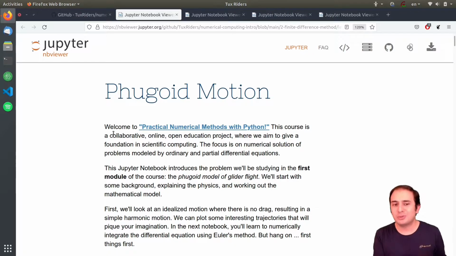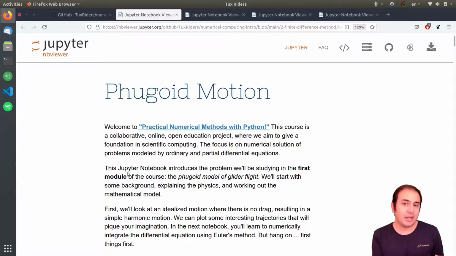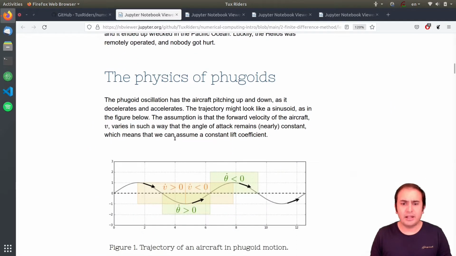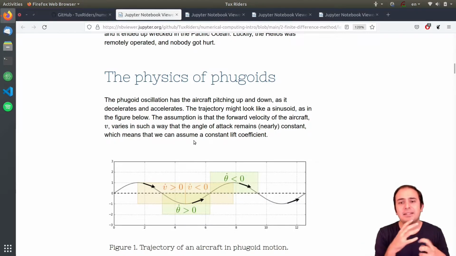I don't want to go into the details of the mathematics and mathematical modeling. I won't discuss it a lot, but the differential equation that we want to solve is related to the phugoid motion. There is a figure here, I think. Yeah, the kind of motion that you see on aircraft or gliders when they go up and down and change in pitch frequently. And this is the trajectory of the movement.